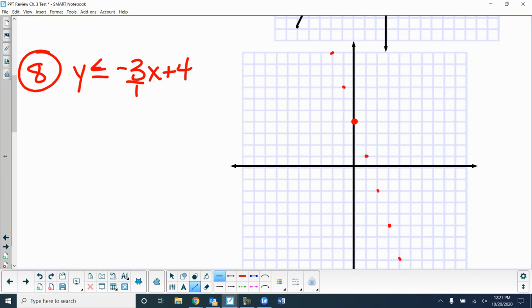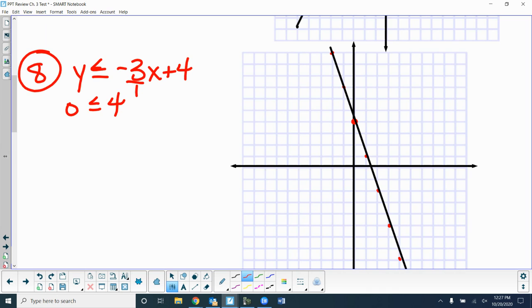You getting all these right, Gabe? Yes, very good. Okay, Gabe, which way do I shade? Towards 0, 0 or away from 0, 0? So when I put 0 in for y and x, I get that, and that is a true statement. Very good.